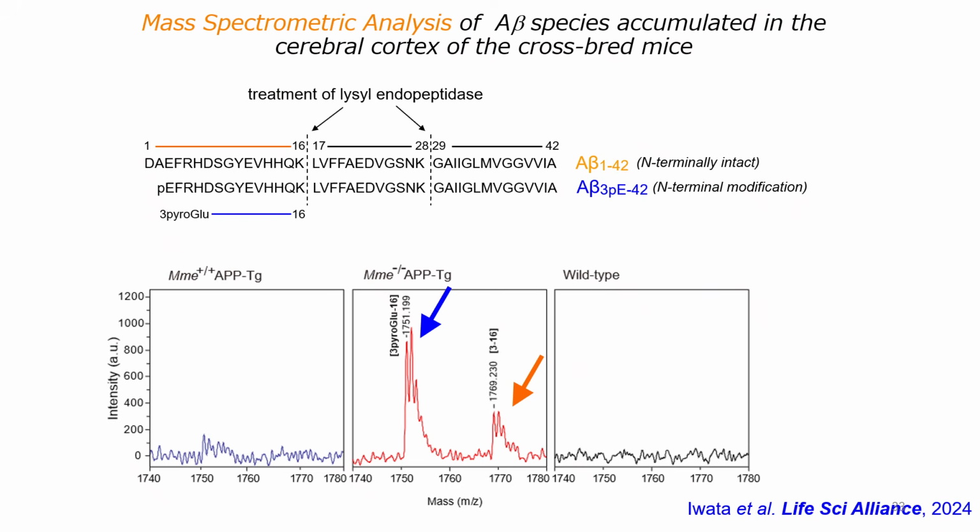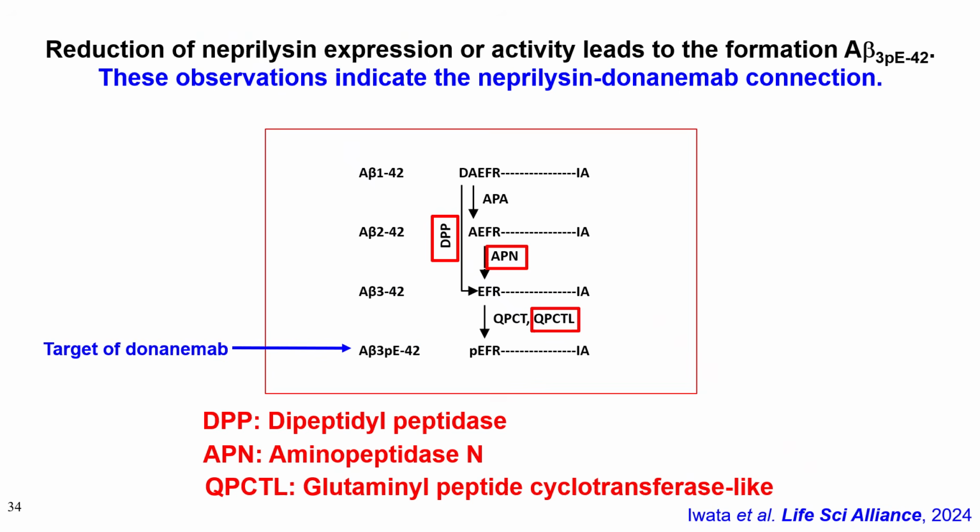We also analyzed the effect of neprilysin deficiency in APP Tg mice using LC-MS. Neprilysin deficiency led to generation of Aβ3E and Aβ3PE. We then found that neprilysin deficiency upregulates DPP, APN, and glutaminyl cyclase-like, all of which contribute to Aβ3PE formation.